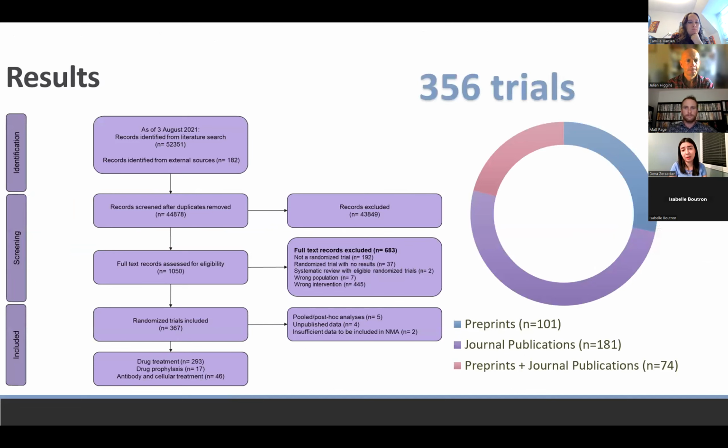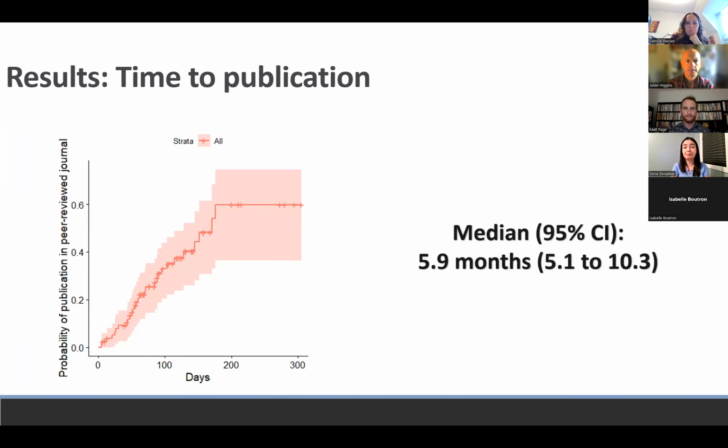So our study included all the trial evidence available at the time on COVID therapeutics, which was a total of 356 trials, 101 of which were available as preprints, 181 as journal articles, and 74 first as preprints, and then they were subsequently published as journal articles.